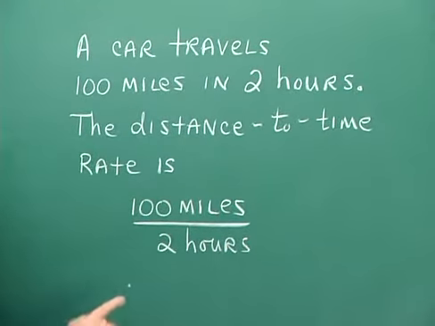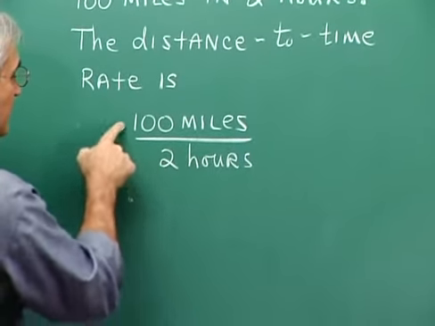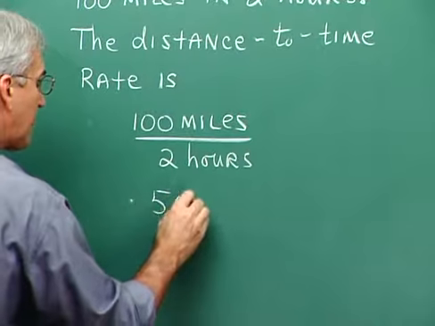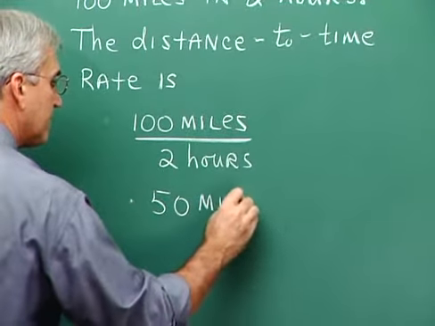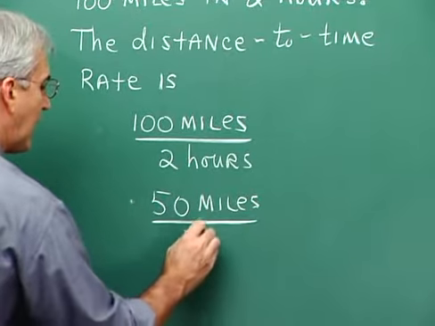And again, we can reduce this. 100 and 2 are both divisible by 2. 2 into 100 is 50. 2 into 2 is 1. So this is 50 miles in 1 hour.